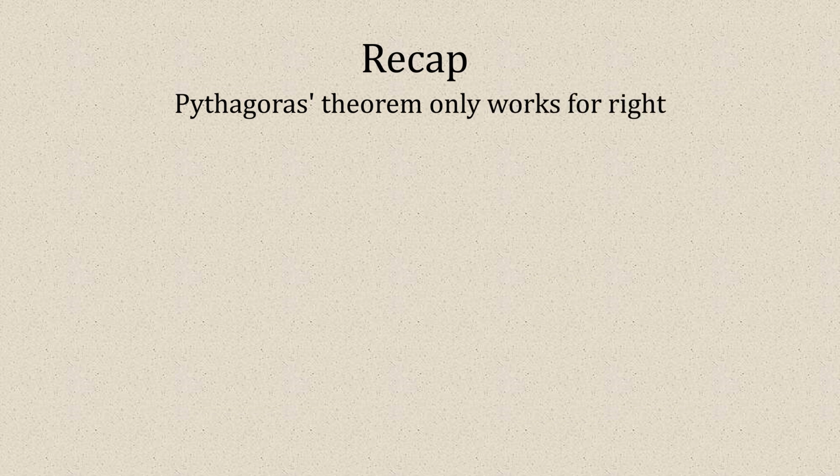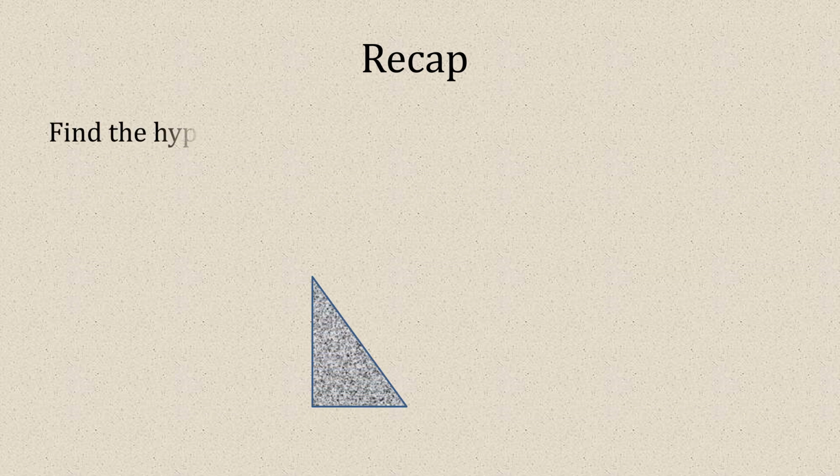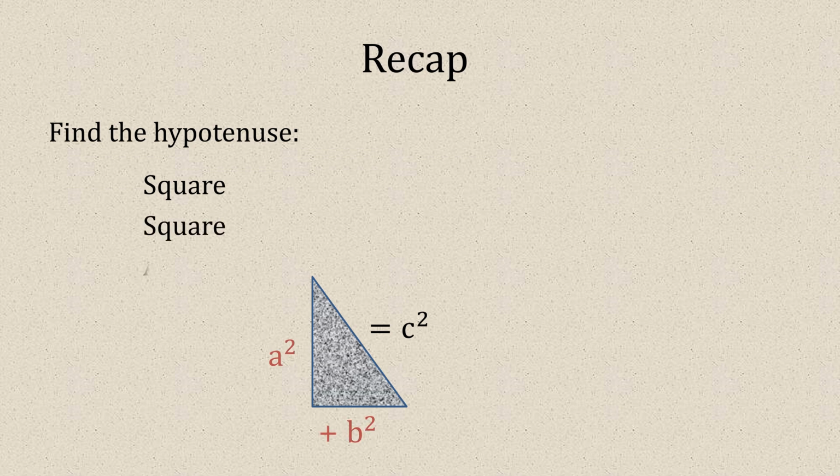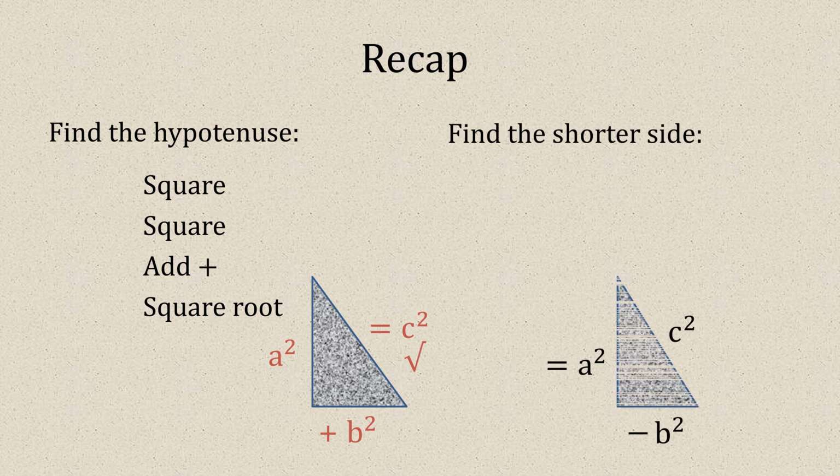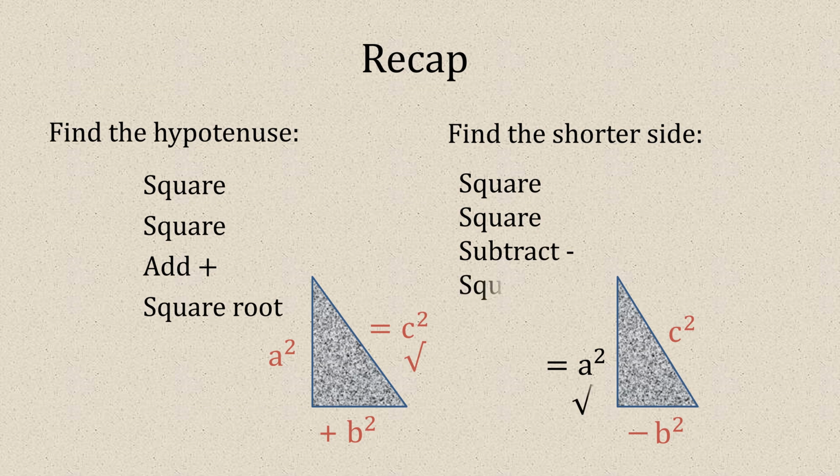So let's recap. Pythagoras' theorem only works for right-angled triangles. Now remember, the isosceles contains 2. So to find the hypotenuse, we use the formula square, square, add, square root. And when we need to find any of the shorter sides, we use square, square, subtract, square root.